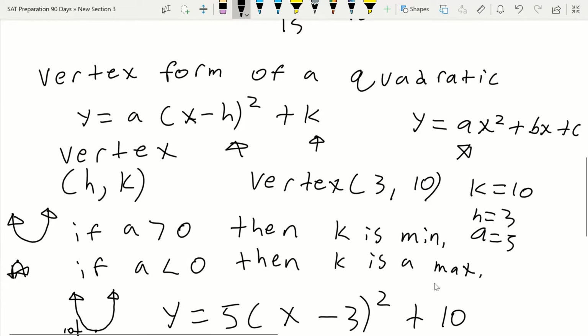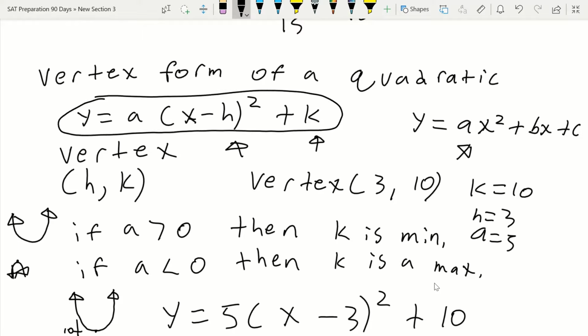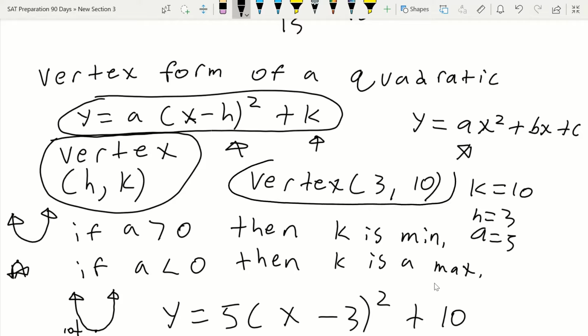So you're going to want to go ahead and put in vertex form of a quadratic. This is your equation here. Make sure that you mark that your vertex is at (h, k), because this is another very important equation. You want to be able to recognize immediately where your vertex is going to be from that equation.